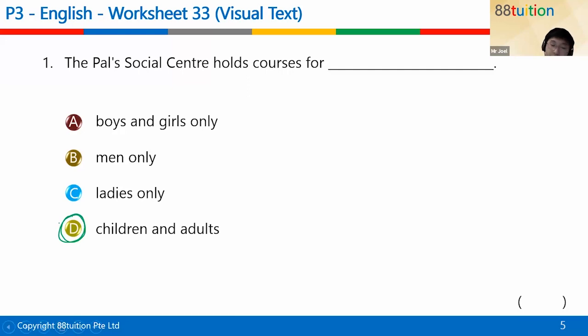Okay, why isn't it A? Because when we say boys and girls, normally we are referring to children. If we refer to men and women, then we are referring to adults normally. So the center doesn't just hold courses for boys and girls, they hold courses for adults as well. And do they offer courses for men only?